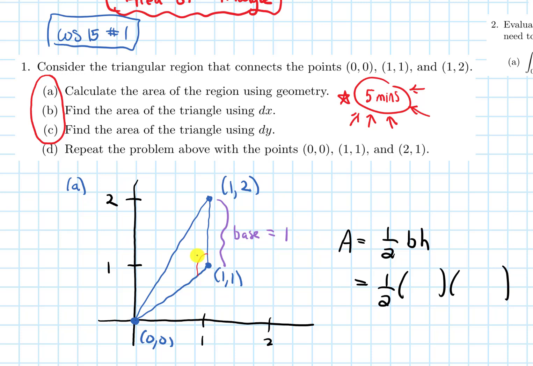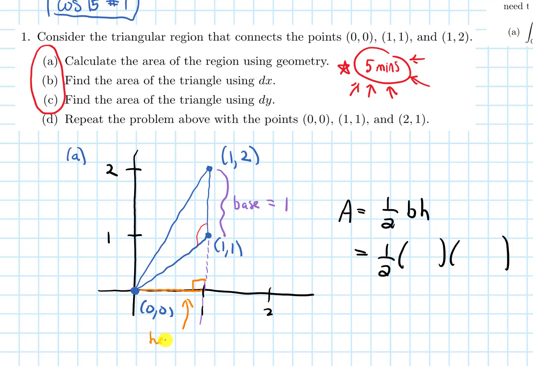If we think of that as our base, the height is measured as the perpendicular distance from the opposite vertex, which is here, to that side. The way I draw a perpendicular is I have to extend this side and then drop a perpendicular to that extended side. How long that perpendicular is, is the height. From the picture, I can clearly see that this height is going to be 1. So my height is 1, the base is 1, so my area is just 1/2. That is how we get the area just using geometry.